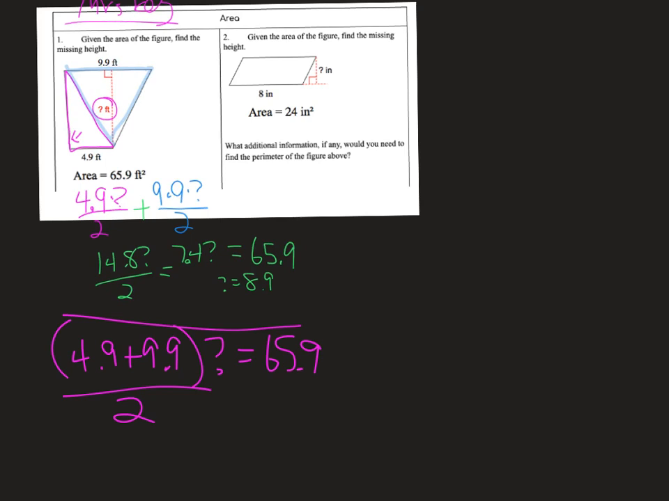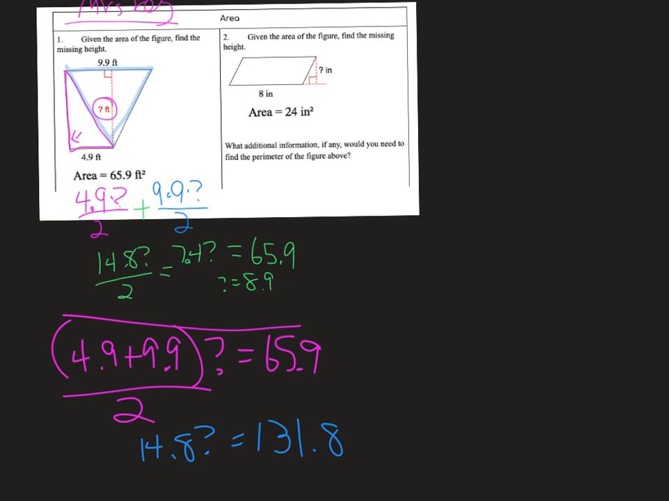Well, I don't know. Maybe you would first do this. Maybe I multiply by 2 first. So I do 65.9 times 2. That's 131.8. And then I'm also going to combine the 4.9 and the 9.9. So that's 14.8. Divide by 14.8. And I get the 8.9 that I had before. So those are two different ways. I'm sure there are more ways, but those are two ways you could conceptualize that.